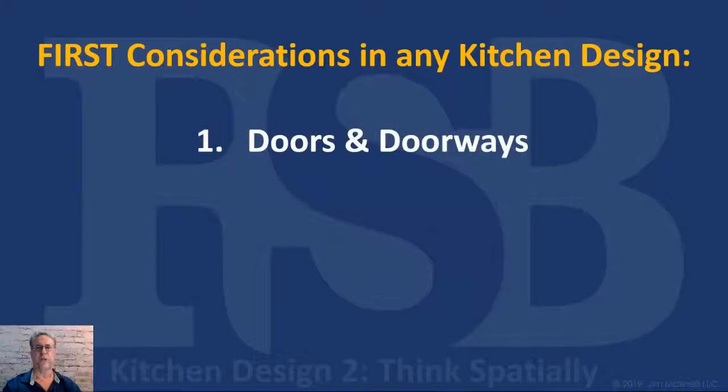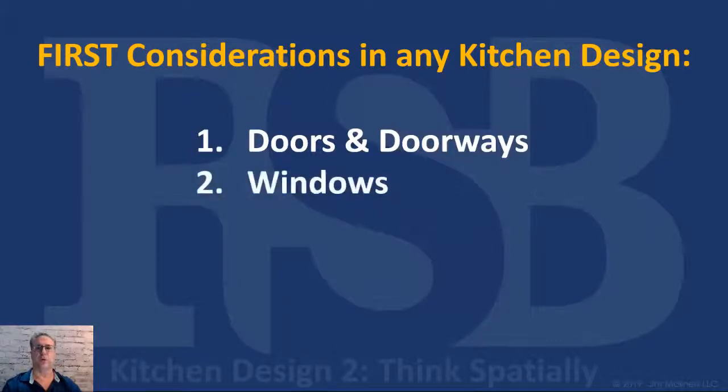The first one, doors and doorways. Generally speaking, these are a given. They tell you where people will enter and exit the room. And generally speaking, we don't move them or eliminate them unless the entire wall they are in is being removed or moved as part of the remodeling work, which is an important piece of information.